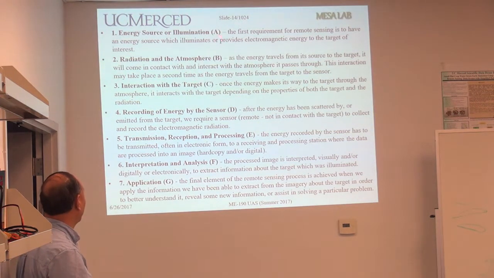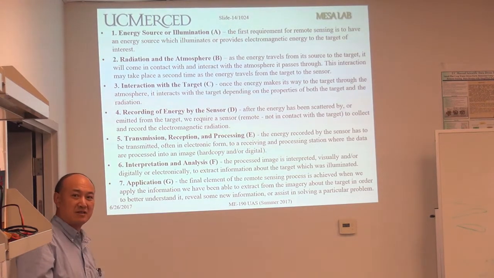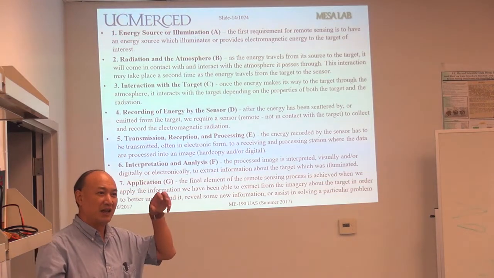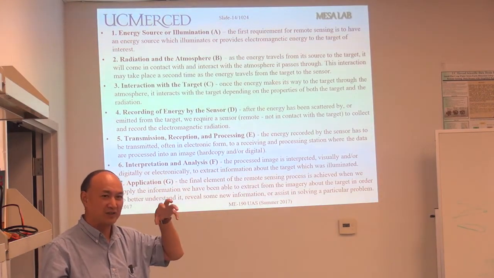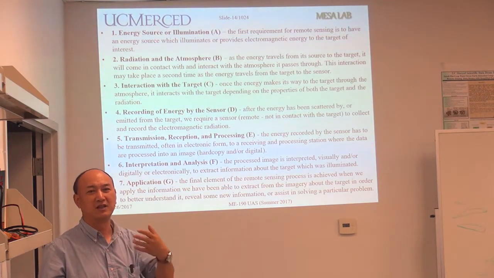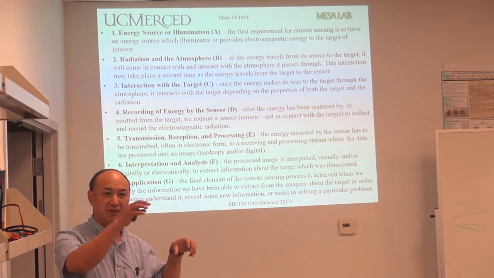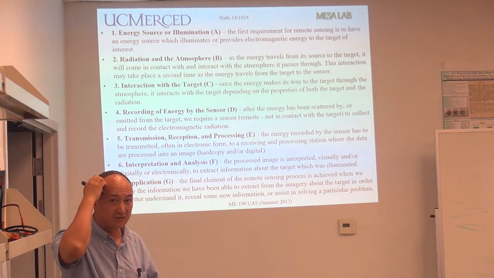So I just elaborate on this point. Sometimes people talk about fluorescence. Fluorescence means I have a specific light source to shine on the leaf. The leaf will respond in a different way, so you capture that. You see what I mean? So it doesn't have to be the sunshine, okay?